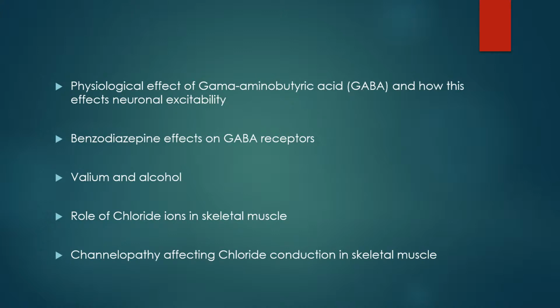In this short presentation, I will address the following: the physiological effect of the neurotransmitter gamma-aminobutyric acid, which throughout this presentation will be referred to as GABA, and how GABA affects neuronal excitability, the effects of benzodiazepine at GABA receptors, along with the implications of combining Valium and alcohol, and also the role of chloride in skeletal muscle and one of the channelopathies that affect the role of chloride.